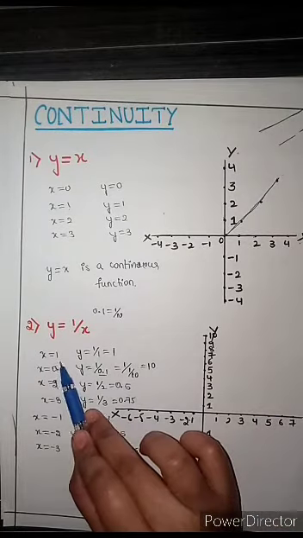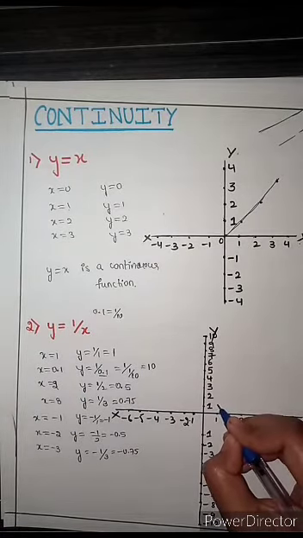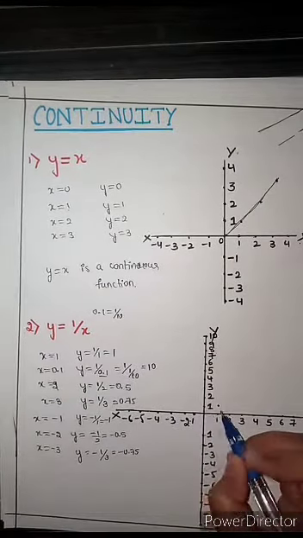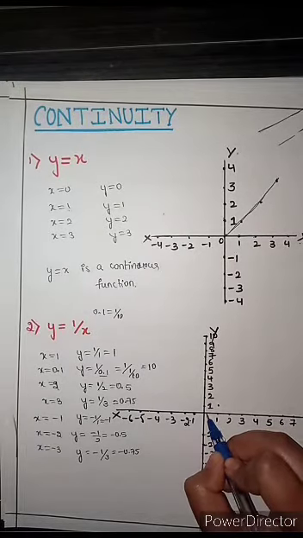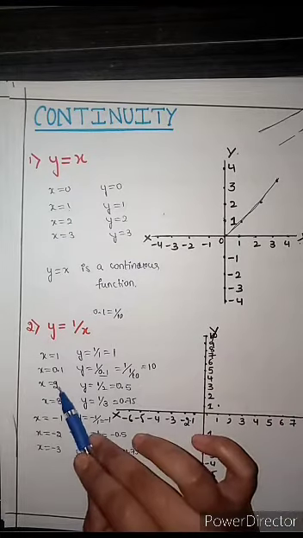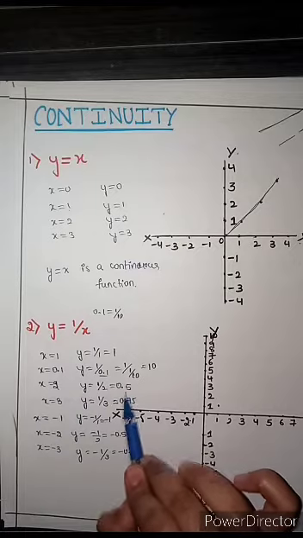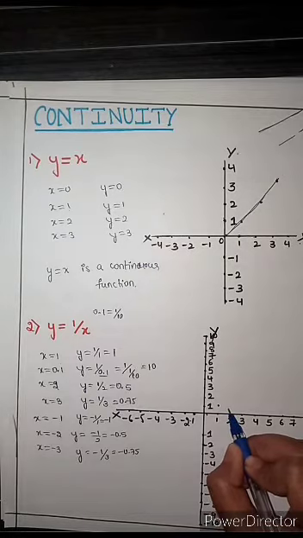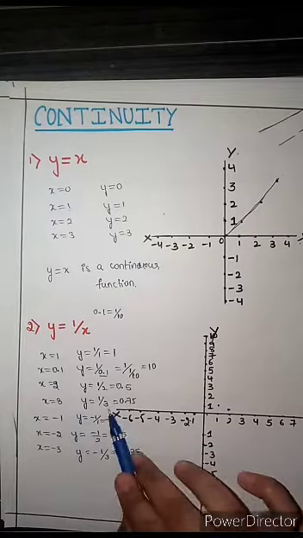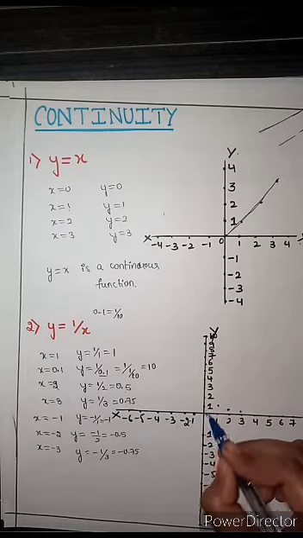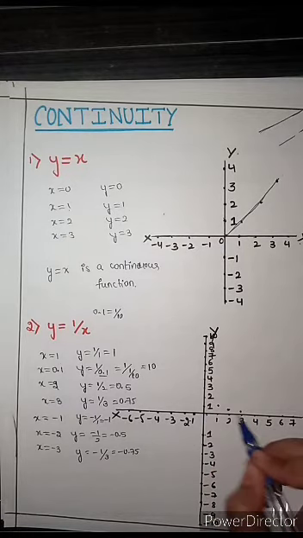Now let's plot the graph. For x = 1, y is also equal to 1. Here we get it. For x = 0.1, we will get y = 10. For 0.1, here the 0 point will be, and here will be the 10. Okay. Now for x = 2, y is 0.5. 0.5 will be here for x = 2, and for x = 3, y is 0.75, it will be somewhere here.